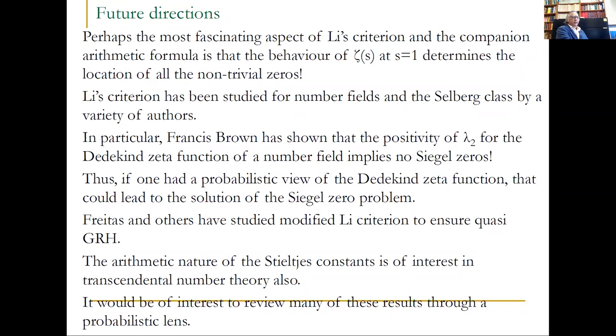So it would be of interest to review many of these results, go back, review these studies of Stieltjes constants for number fields, Selberg class, automorphic zeta functions, and so on and so forth, in terms of a probabilistic angle.